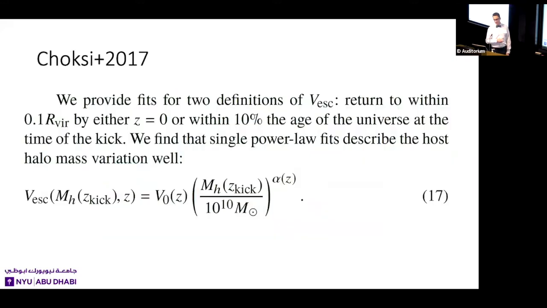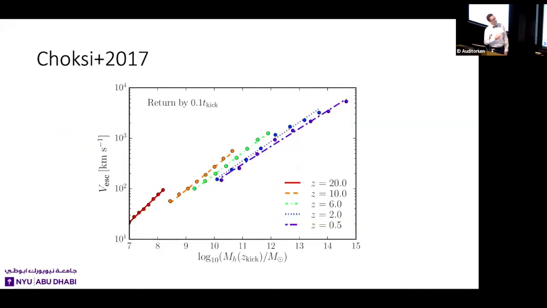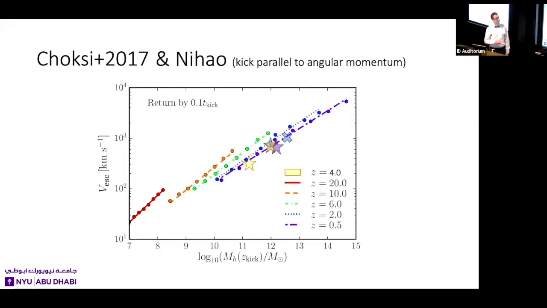Right, scaling. I don't have much time, so I'll just brief quickly. That's the escape velocity that we use. It depends on the mass of the halo at the time of the kick and the redshift. And if we plot our data on that relation, it seems to resemble it quite nicely. There are deviations of tens of percent, so not that big.